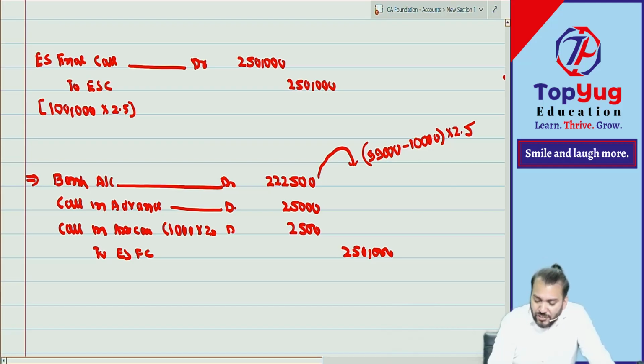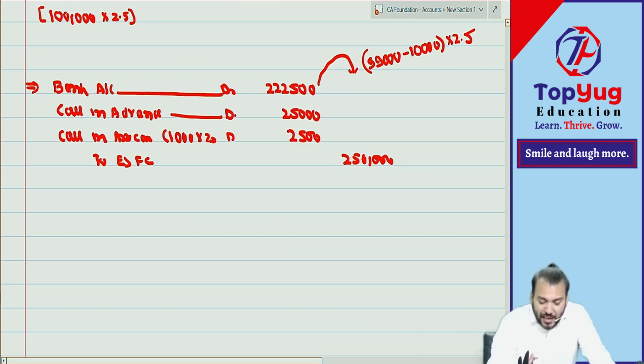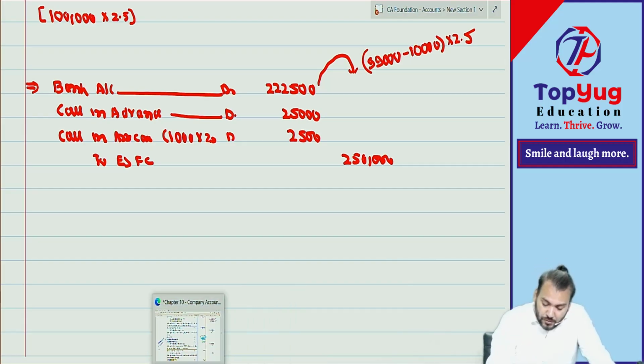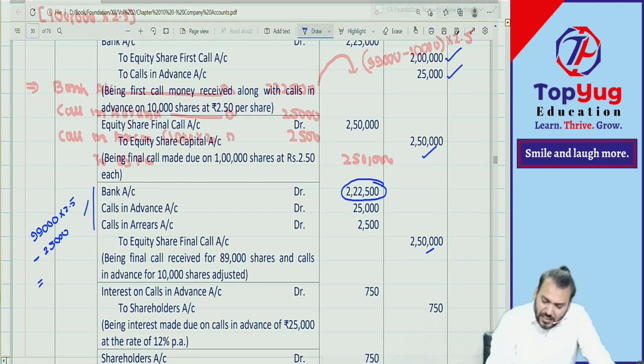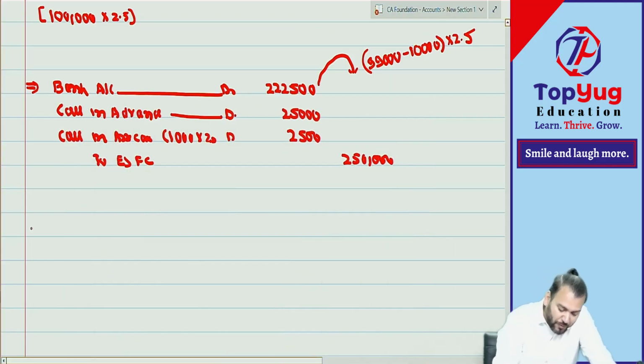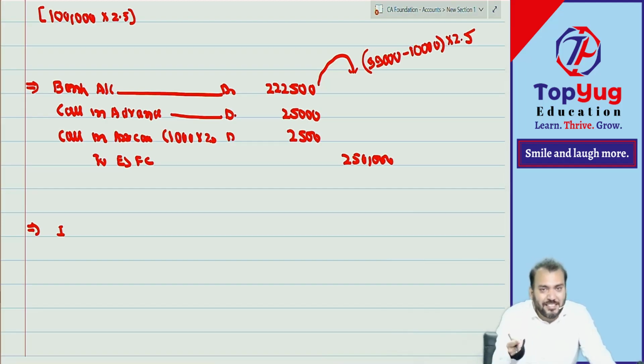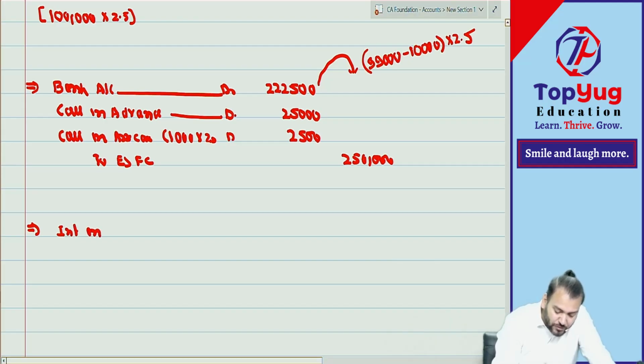Have you understood? Any doubt? Now, in this question, can I say they have said only interest for calls in arrear? So I think we should calculate interest for what? They have said for both. So let us do first for calls in advance. What journal entry will we do? Interest on calls in advance is an expense or income? Expense will be debited or credited? Debited. Always think in this way. So first write interest on calls in advance.